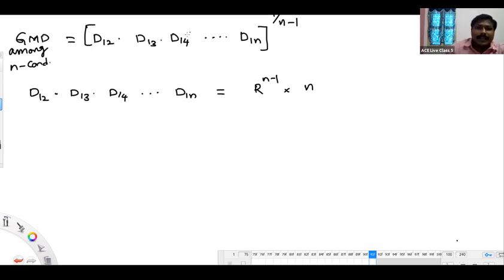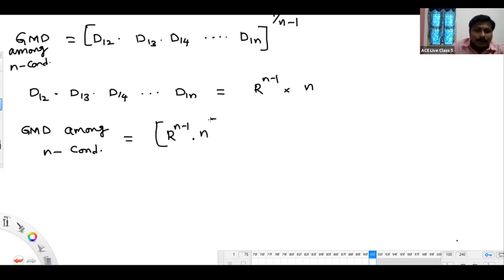Substitute that in the GMD equation. GMD among n conductors will be equal to capital R power n minus 1 into n, whole power 1 by n minus 1. So it will be capital R power n minus 1, whole power 1 by n minus 1, which is capital R only, and it is n power 1 by n minus 1.